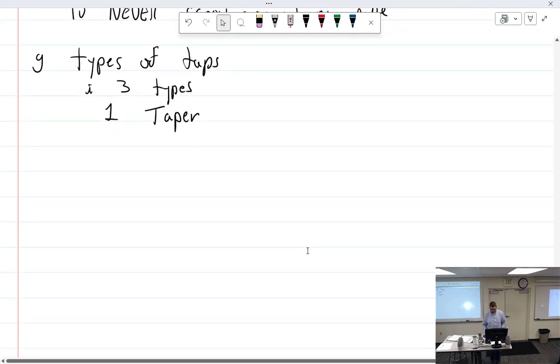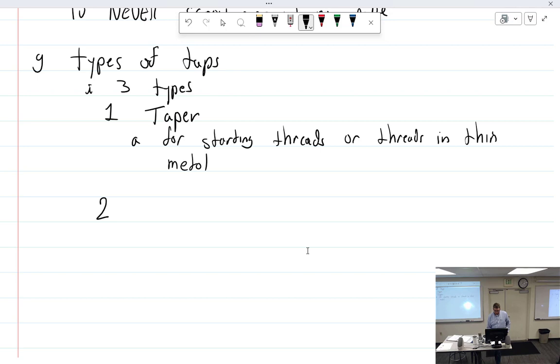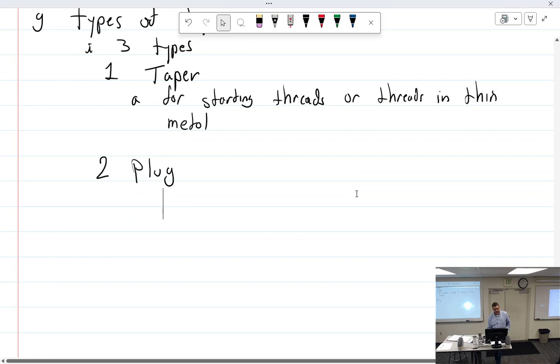All right, so taper, for starting threads or threads in thin metal. We have the plug. So it's just kind of a medium between the two.